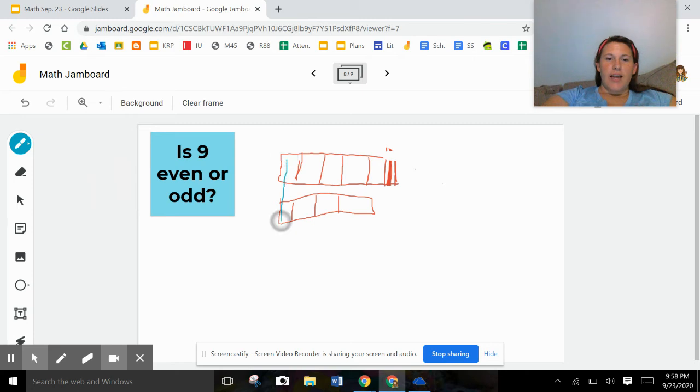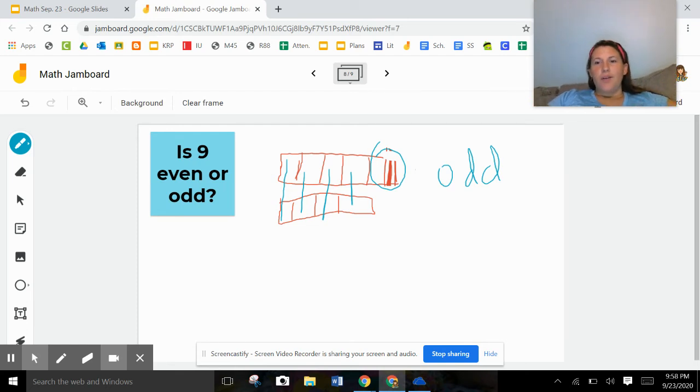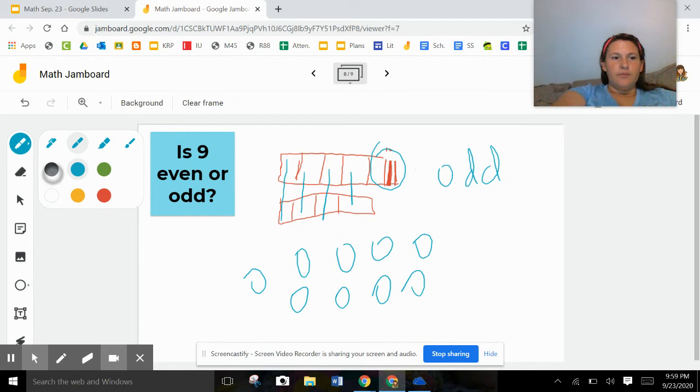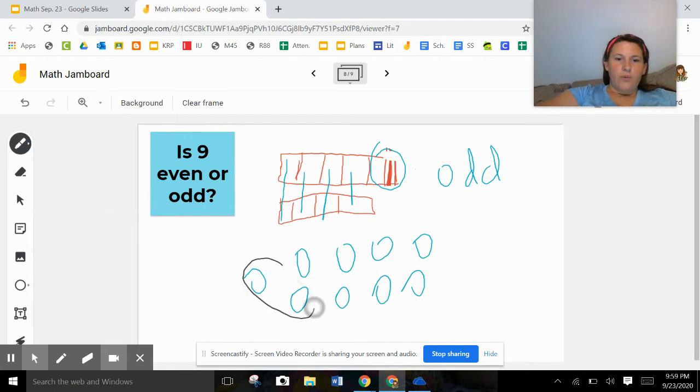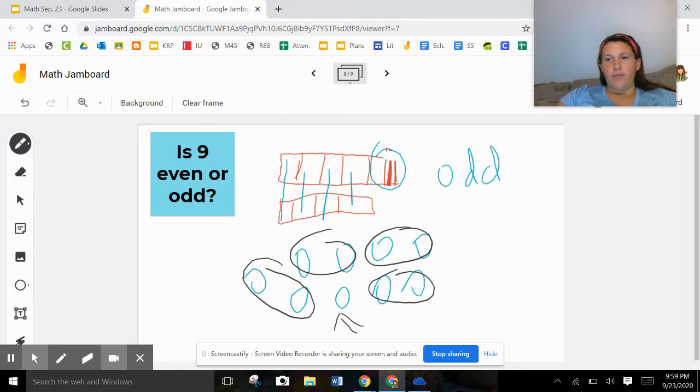So this guy has a buddy, this guy has a buddy, this guy has a buddy, this guy has a buddy, but then this poor guy right here doesn't have anybody. He's the odd man out. So we know just by looking at our groups of connecting cubes that we drew, our number is odd. But if you want to do it the simple way Miss Acton told you, you just do 1, 2, 3, 4, 5, 6, 7, 8, 9, you give everyone a buddy. Oh, this guy doesn't have a buddy. So he's the odd one out, the odd man out. Again, proving that our number 9 is odd.